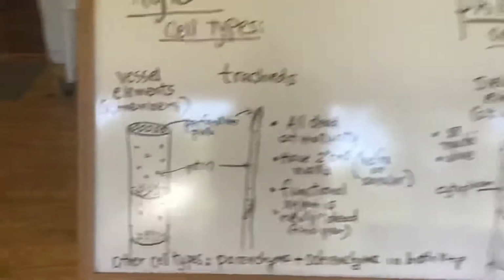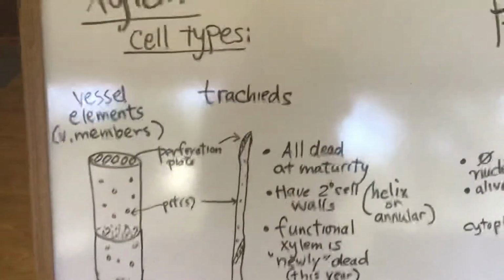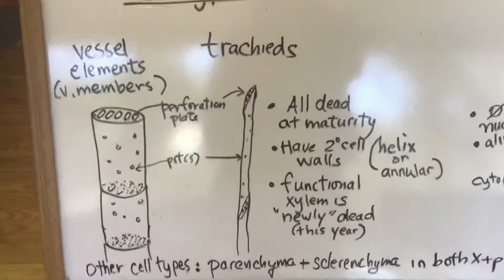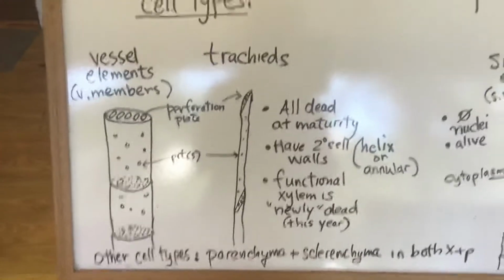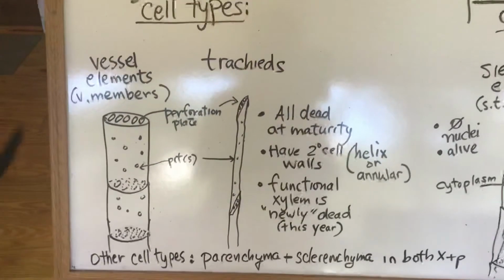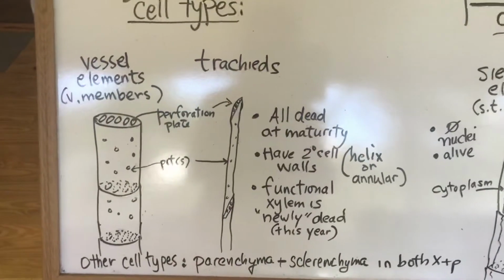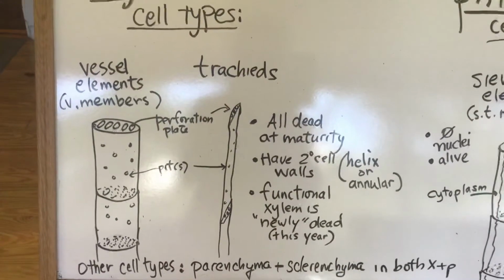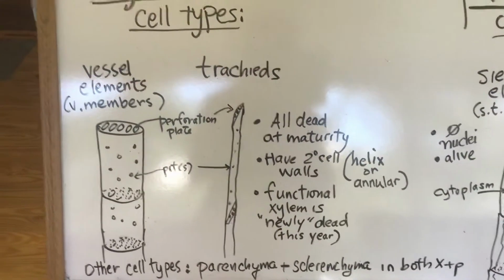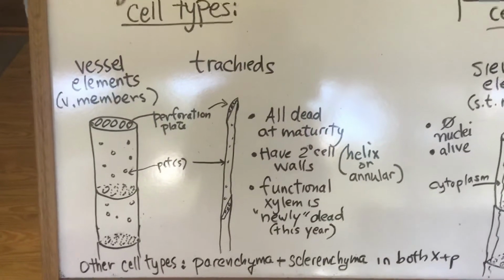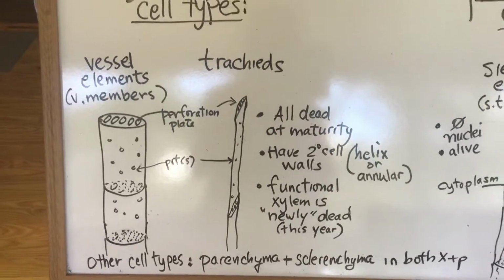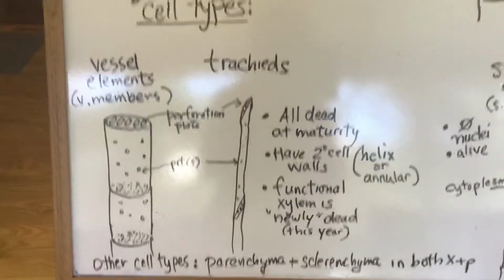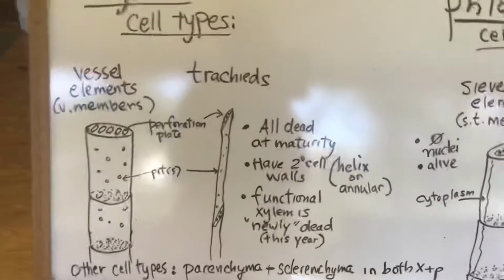So let's first start with the cell types that are found in xylem. Now, in xylem, we have vessel elements and tracheids as the main cell types. There are other cell types that can be found in both xylem and phloem, parenchyma and sclerenchyma, and they would just be in between or surrounding the actual vessel elements and tracheids that would be found together. Now, most higher level plants have both.